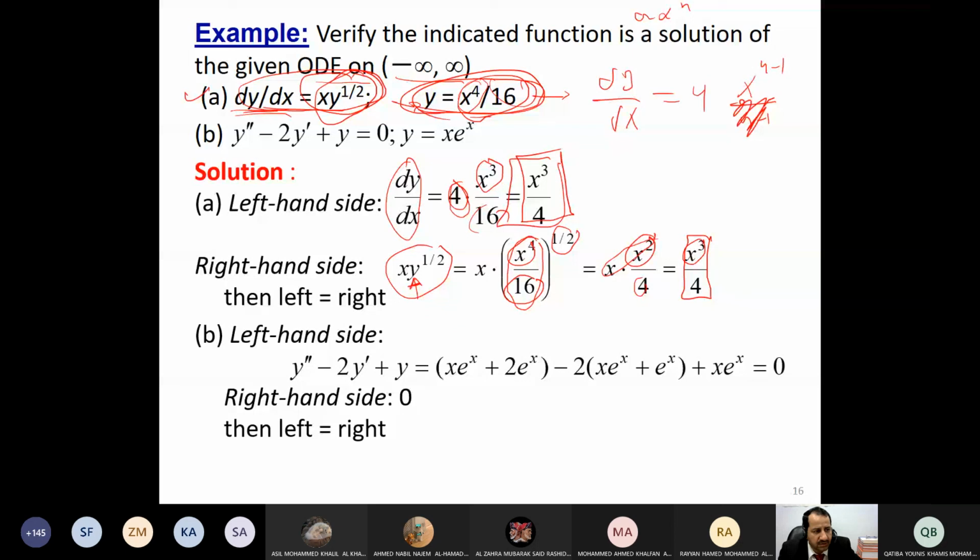Now the second one is not far away from this. You are given a second order differential equation, and he told you that this is the solution. Then I will substitute y here. I will differentiate to find y dash and substitute it here. I differentiate again to substitute here. I got this expression. If I simplify it, it will be 0. 0 equals 0, then left hand side equals right hand side, so my solution is correct.